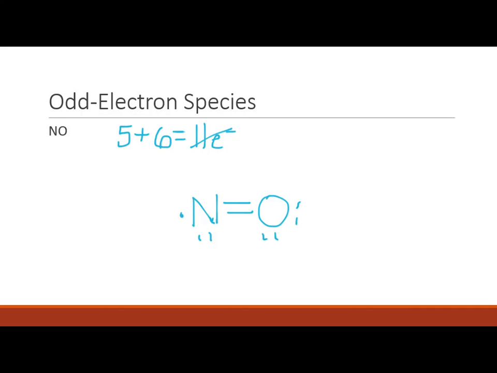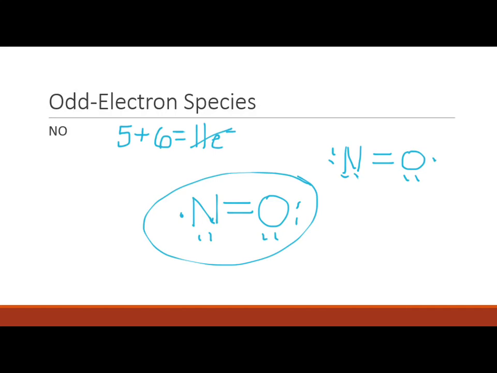Now, one question you might have is why did we put that odd electron on the nitrogen? Couldn't we have done something like this and drawn the odd electron on the oxygen? Well, yeah, we could. And it turns out that when we get to higher levels of chemistry, we do something called formal charges that allows us to determine which structure is better. And it turns out that this structure is better.